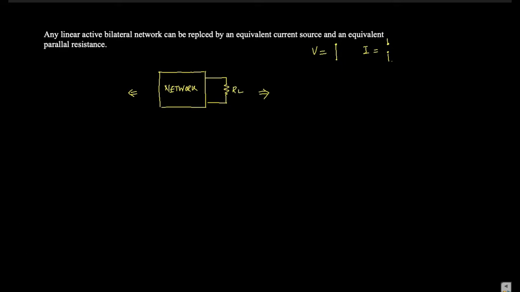So if it is Thevenin's, what is the equivalent circuit? The equivalent circuit is like this. Here the network is replaced by a voltage source with a series resistance, keeping the RL intact. This is called the VTH, this is called the RTH, and this is obviously RL. Now you can easily find the current through the RL.